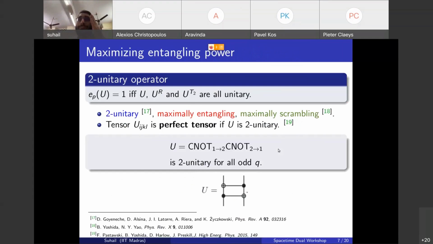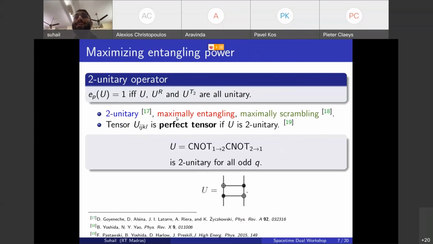Now I include this slide because this two-unitary thing appears in different contexts and has been given different names by different communities. So entangling power is equal to 1 if and only if a unitary operator remains unitary under realignment and partial transpose. We usually call it two-unitary, which was introduced by Karol's group some time ago.